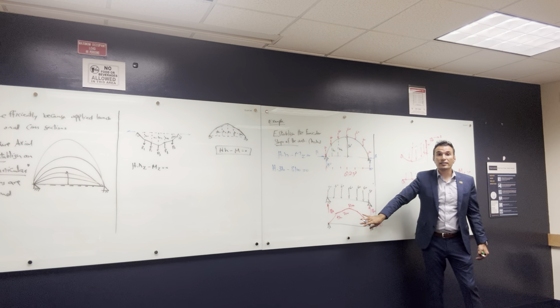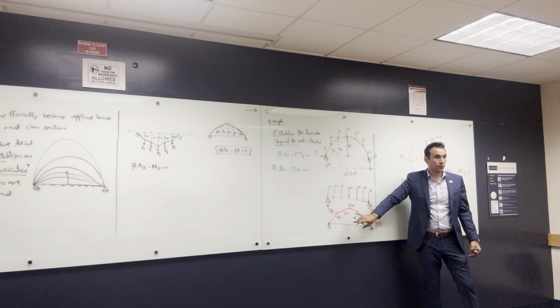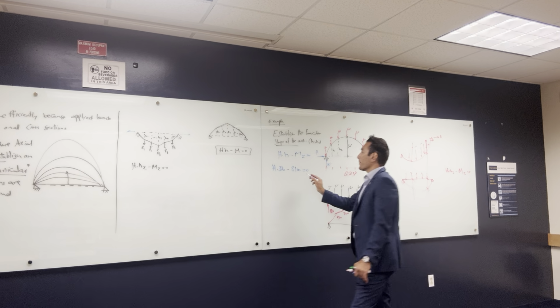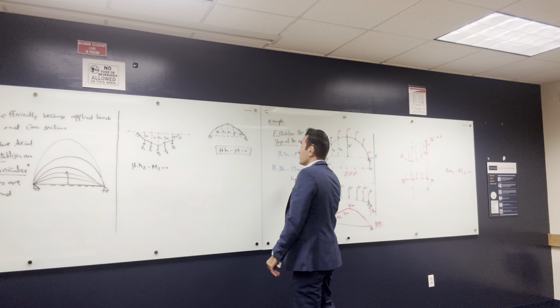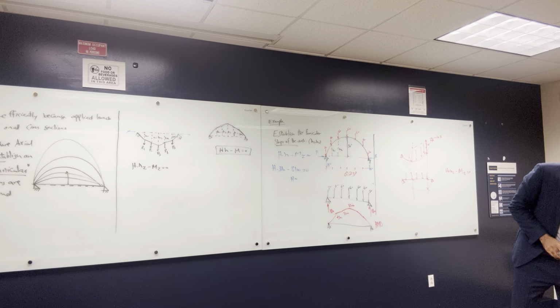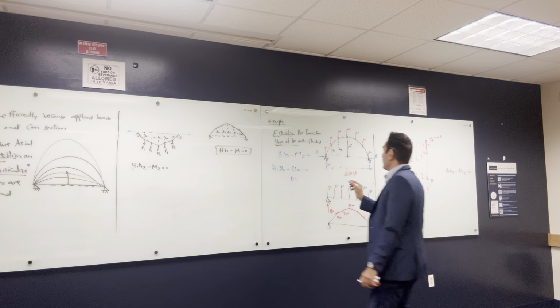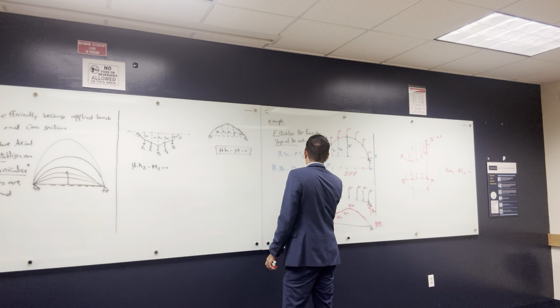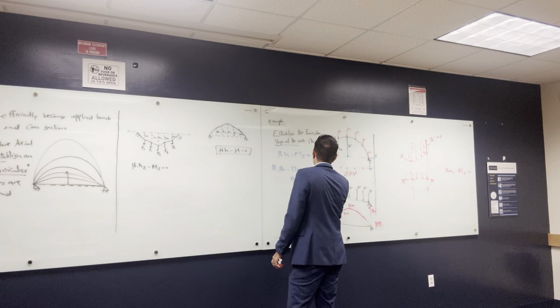This only applies if I'm saying that this arch is funicular, okay? So once you solve this, you will find that H is equal to 225 kips.